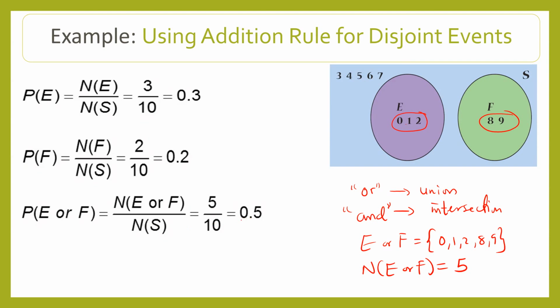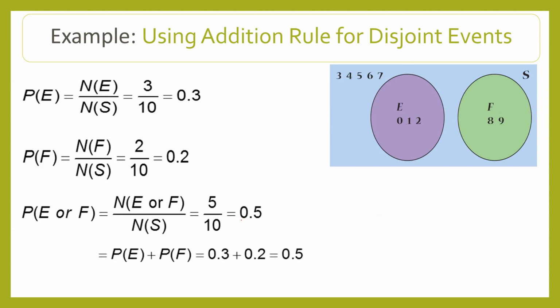Now let's check with the formula for disjoint events. If we go directly with the formula, we have probability of E plus probability of F. Of course, probability of E is 0.3, as we found here, and probability of F is 0.2, as we found here. If you add them together, you have 0.5. So the answers are the same, which confirms the formula.